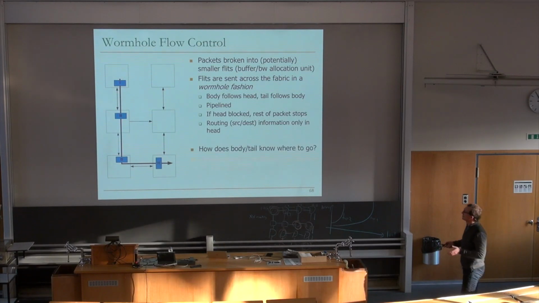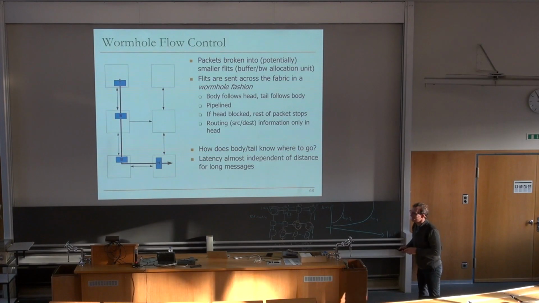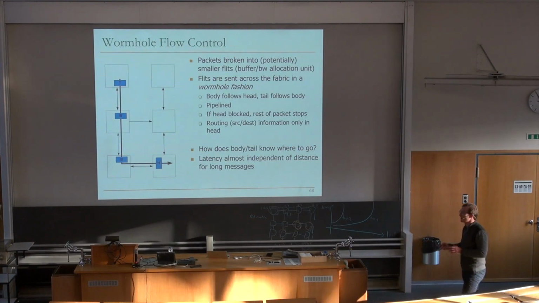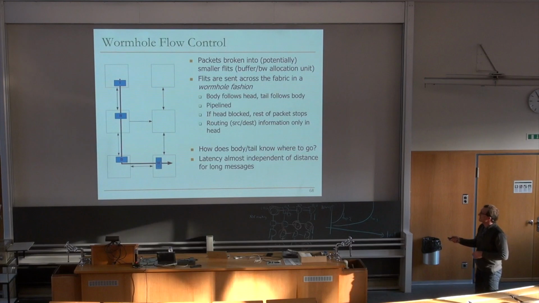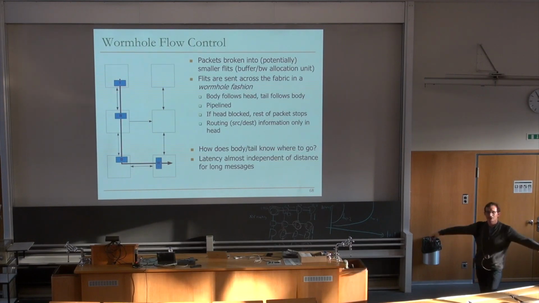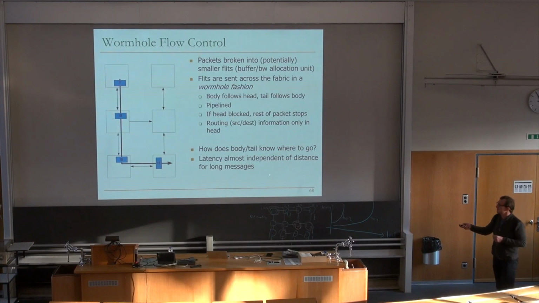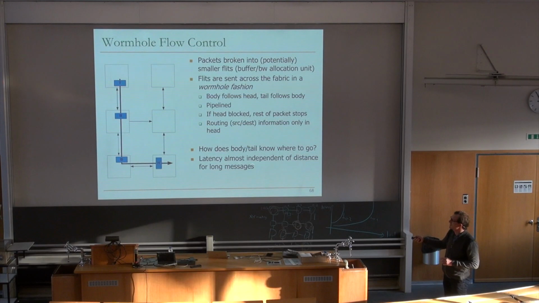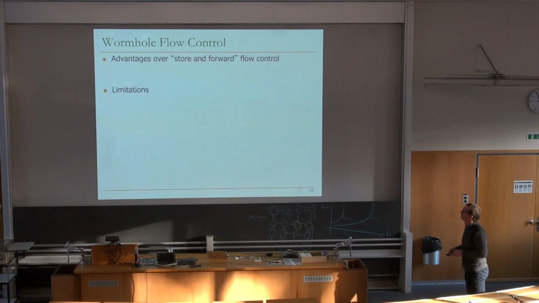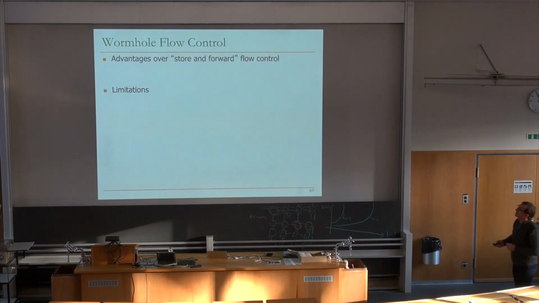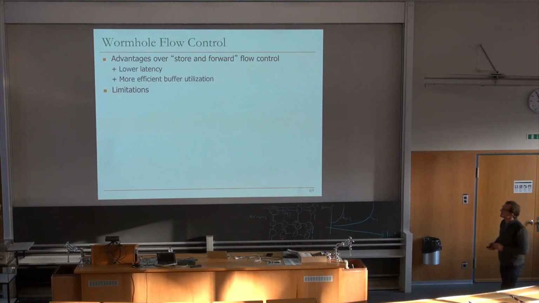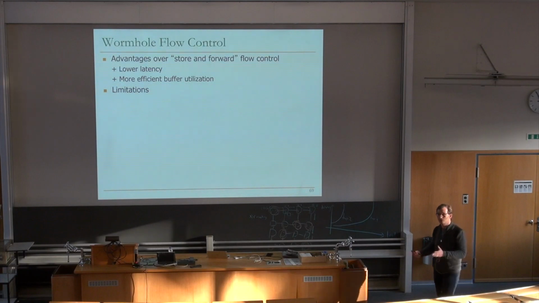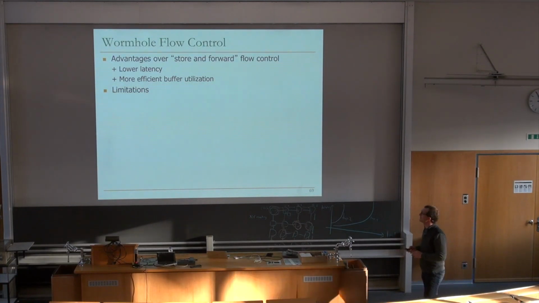So how do body and tail know where to go? Essentially, that's what I said. You need to have a previous state, and that makes it a little bit more complicated. But in this case, latency is almost independent of distance for long messages because you're actually pipelining the entire packet across the network. That's not completely true, of course, but now your header can actually reach the destination very quickly, and body and tail flow. So the big advantage over store and forward flow control is you get lower latency and more efficient buffer utilization. You don't need to allocate buffers for the entire packet.